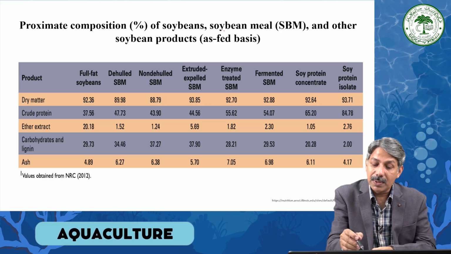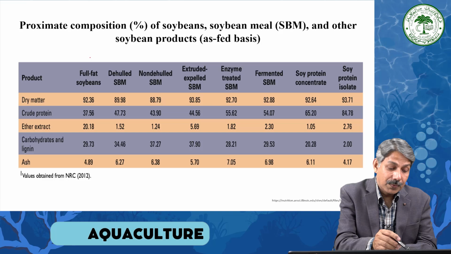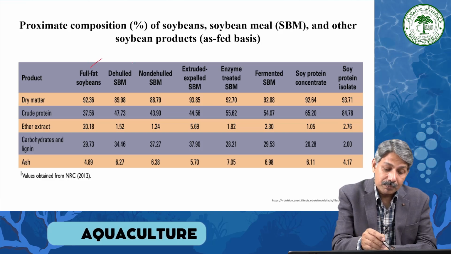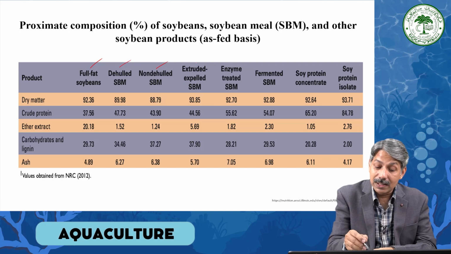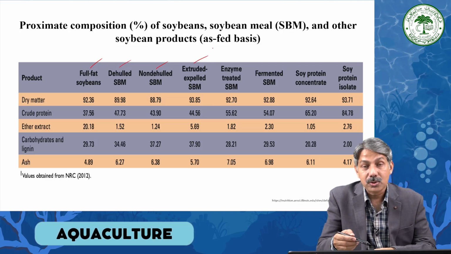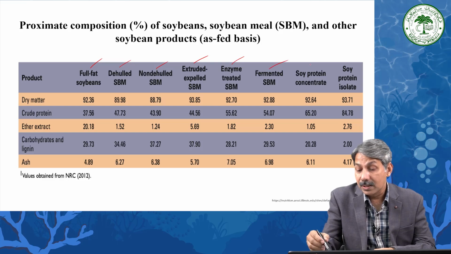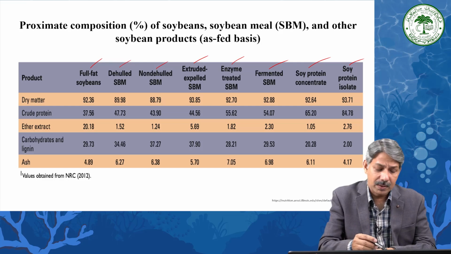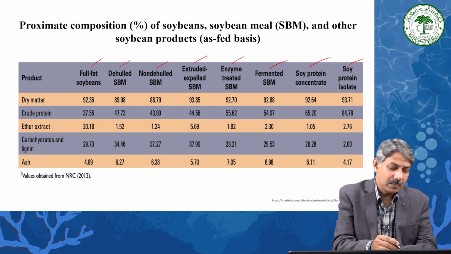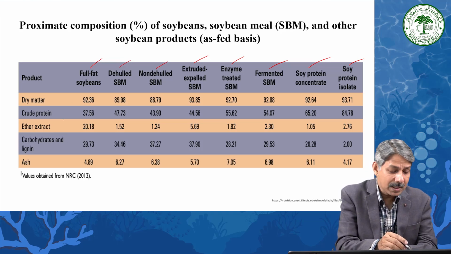Proximate composition of soybeans, soybean meal, and other soybean products as fed bases. We may have full fat soybean, dehulled soybean meal, non-dehulled soybean meal, extruded expelled soybean meal, enzyme treated soybean meal, fermented soybean meal, soy protein concentrate, soy protein isolate. So, a variety of byproducts you are having. Proximate composition is given here. The first one is showing dry matter.